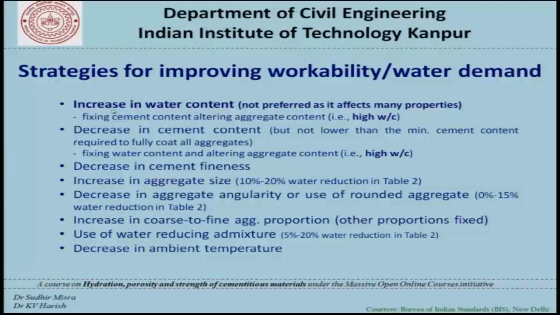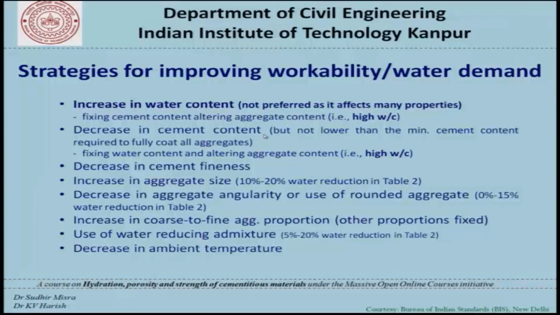In the case of increasing the water content, this is usually not preferred as it affects many properties, primarily strength and durability. So, what is usually done is fixing the cement content by altering the aggregate content. This will usually result in a high water to cement ratio. This is usually not preferred.